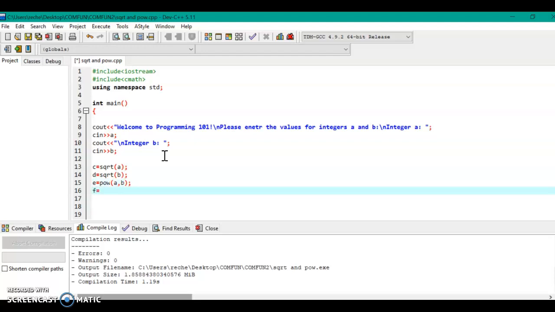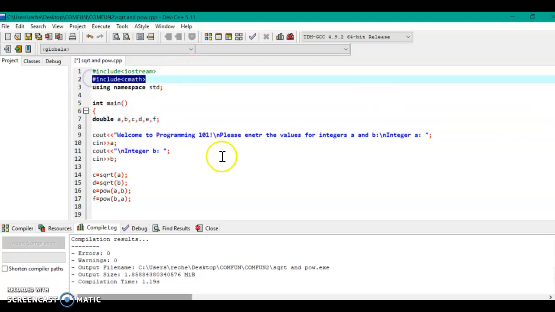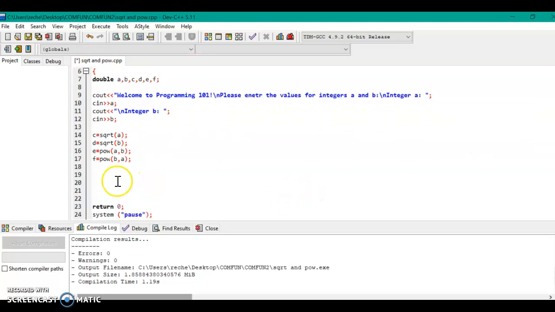And let's say we're going to be doing it the other way around. So b now is our base and a is our exponent. Okay, so we have to introduce our variables. We're going to be using double for a, b, c, d, e, and f. Okay. So by the way, you cannot use a square root and power function without including this error program.